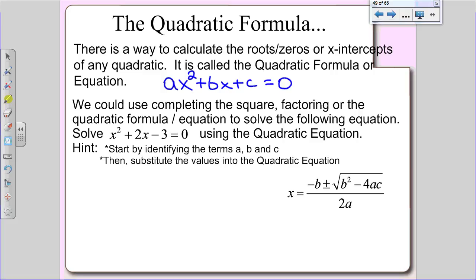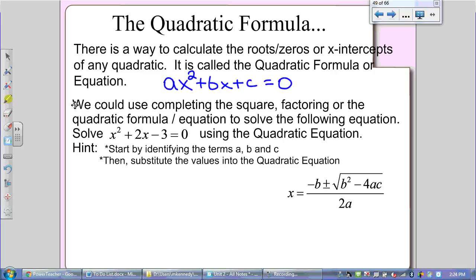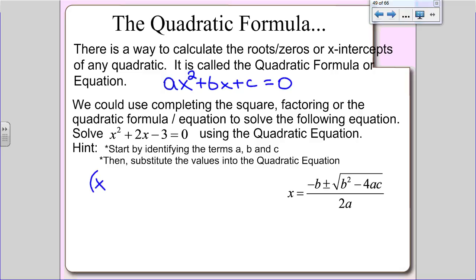They've given us a question. It says we could use completing the square, factoring, or the quadratic formula to solve the following equation. They give it to you right here. If we chose to solve that thing right now, we could diamond it, and it would become x minus 1, x plus 4. So if we were to factor that thing, that's what it becomes. That means our answers would be x equals 1 and negative 4. So I'm just proving to you we know the answer to this thing.